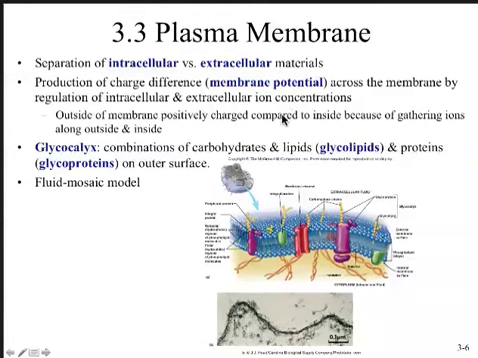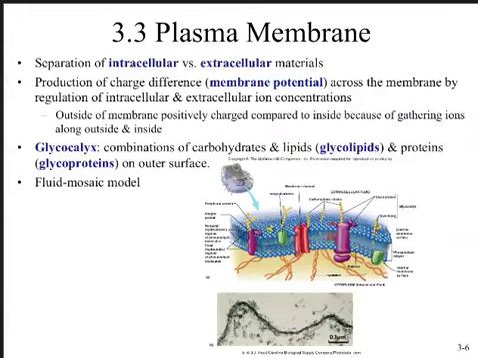Other important roles for the plasma membrane include the regulation of intracellular and extracellular ion concentration through the action of pumps and channels. The outside of the membrane in a typical living cell is positively charged compared to the inside of the membrane, and this is due to a couple of factors. One being the action of a very important pump in the cell membrane of every living cell called the sodium-potassium ATPase, which pumps 3 sodium cations out of the cell for every 2 potassium cations it pumps in, and it uses an ATP molecule every time it does that.